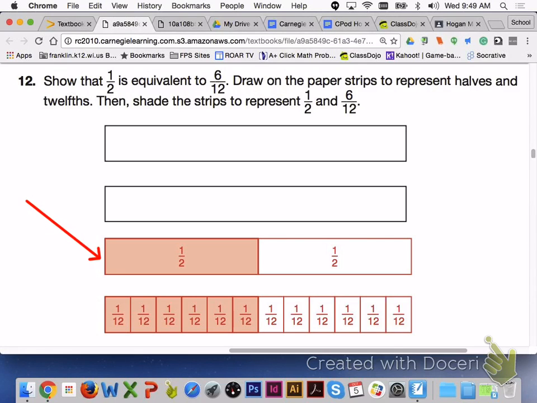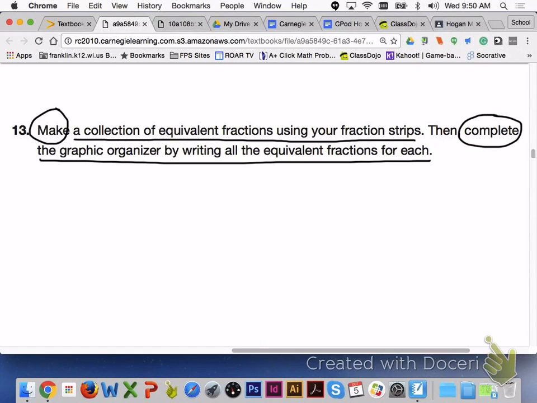For number 12, here is my 1/2 paper strip with 1/2 shaded in. Here is my 1/12 paper strip with my 6/12 shaded in, and you can see that we line up right here in order to show that 1/2 is equal to 6/12. Complete number 13 with your group members. The graphic organizer that you need to fill in is on the next page.